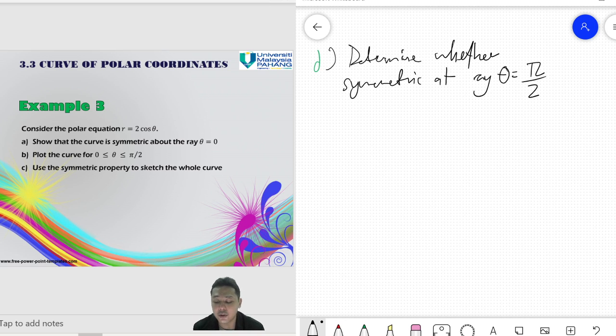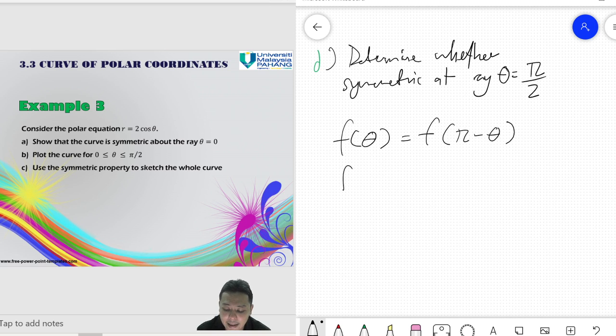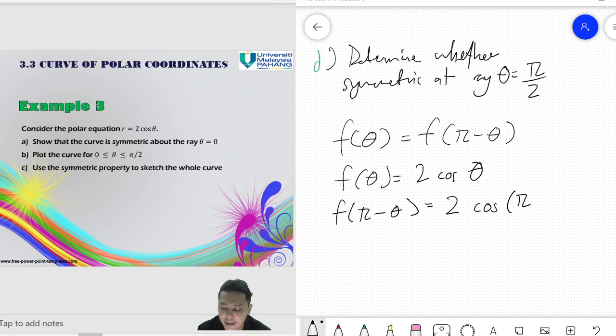Right now it's not shown. We want to identify whether it's symmetric or not at ray theta equals pi over 2. And to show whether or not it's symmetric at ray theta pi over 2, I need to show f(theta) is indeed equal to f(pi minus theta). Then f(theta) for this question is 2 cos theta. For f(pi minus theta), it will be 2 cos(pi minus theta).